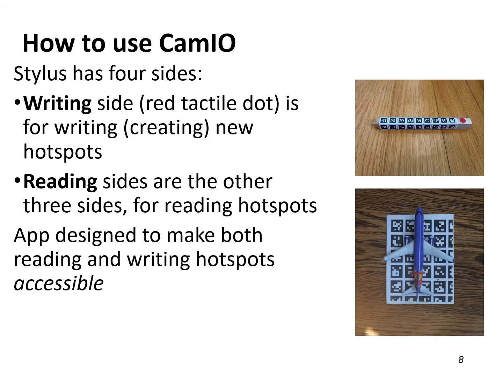Here's how to use CamIO. The important thing is that the stylus has 4 sides on it. One side is called the writing side. This is the side in the figure there that has the red tactile dot, and that's for creating or writing new hotspots. The other 3 sides of the stylus are reading sides. They're for reading hotspots that already exist. And it was important for us to make the app work so that both reading and writing hotspots would be accessible to someone with a visual impairment.